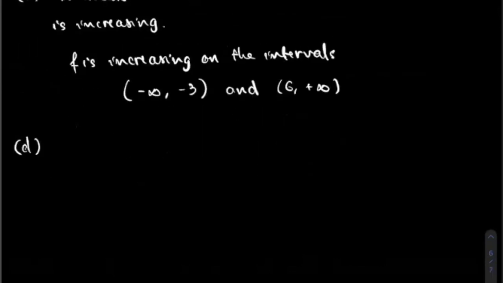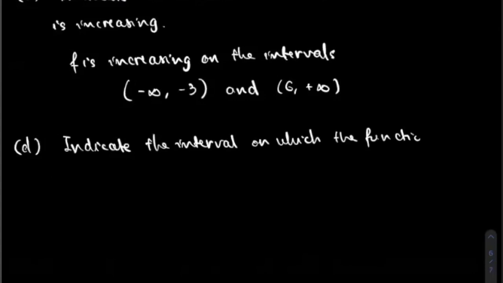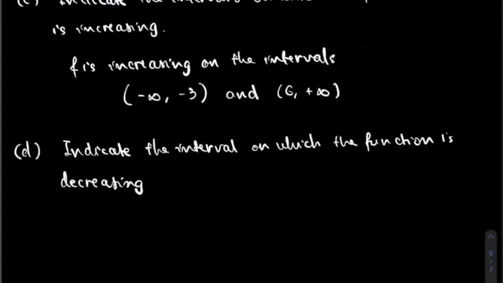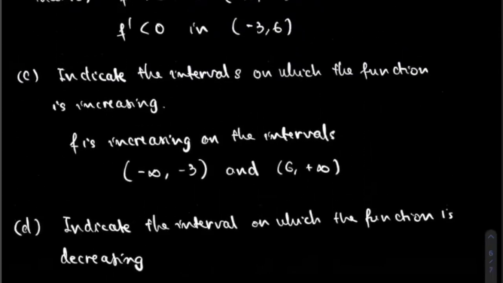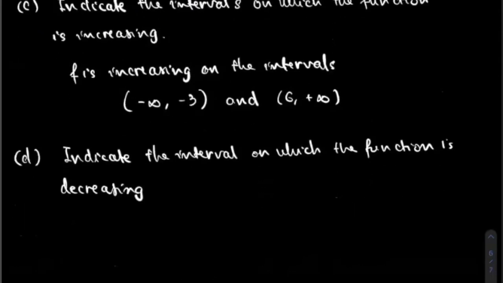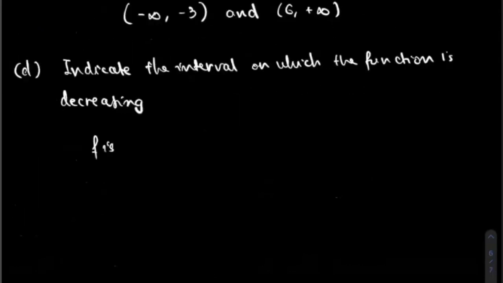Now indicate the interval on which the function is decreasing. So what do we have here? Decreasing function means f prime is less than 0. So f is decreasing on the interval from -3 to 6.